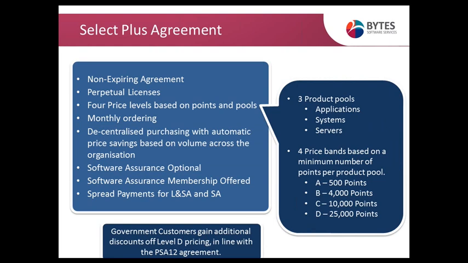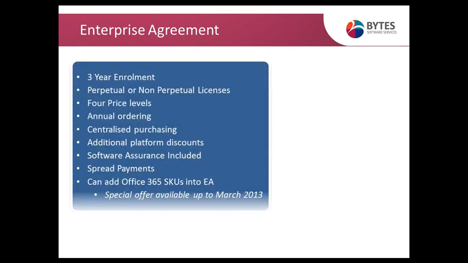Government customers automatically qualify for level D pricing, and there's additional discounts off that level D pricing based on the PSA 12 agreement that's been in place between the Cabinet Office and Microsoft. That's all I'm going to say about the Select Plus agreement, because what I want to do is now focus on the various different types of enterprise agreement. So, firstly, the desktop-based enterprise agreement.